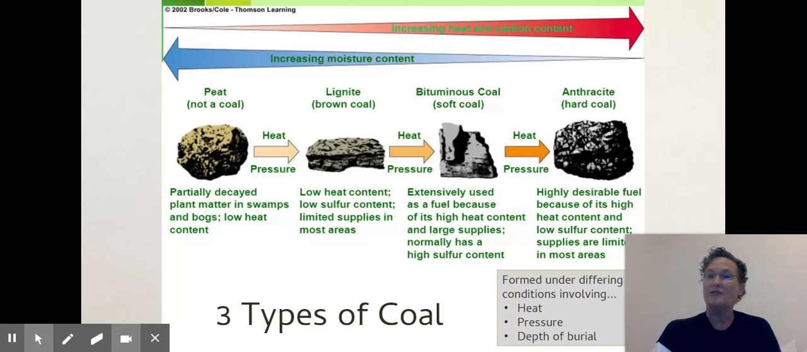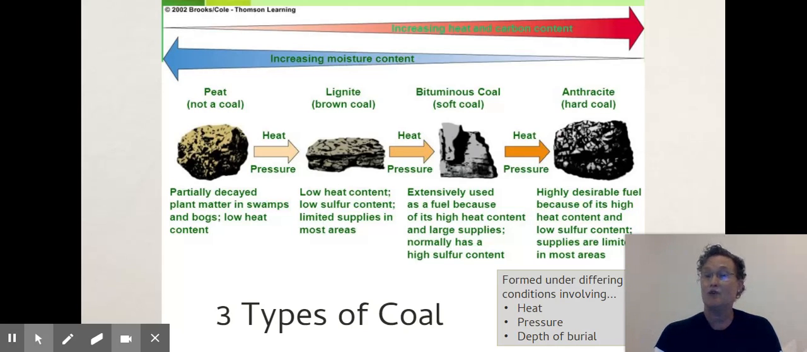Bituminous coal is soft coal, so you should say bituminous. Bituminous is soft coal. It's extensively used as a fuel because of the high heat content, but it usually has a high sulfur content, and when you burn coal, you make sulfur dioxide, which contributes to acid rain. This is bountiful. It's found a lot in China right now. It's the kind of coal they're using in China the most, which is leading to a lot of air pollution and possibilities of acid rain.